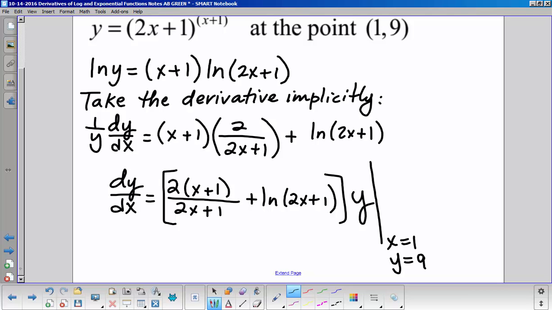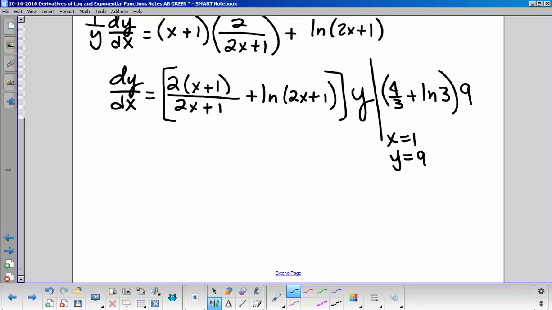So what does that slope equal? This is going to be 4 on top over 3, plus the natural log of 3, times 9. That's a slope. It's ugly, but it's a slope. Maybe I can multiply it out. No, I'm going to leave it, because all I'm going to do is write the tangent line right now.